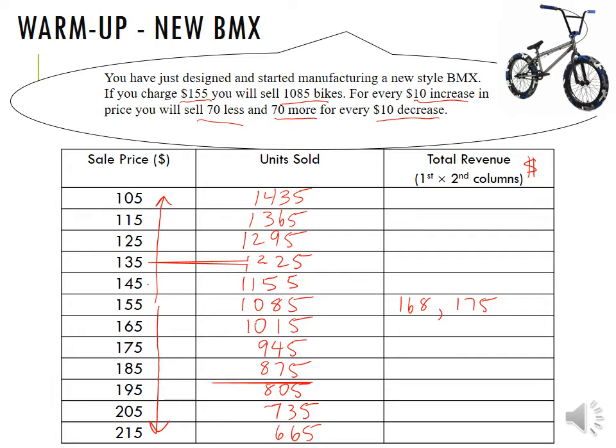So we've now populated the entire units sold column, and we can now go through the total revenue. And if you would like to follow along with your calculator, you're just multiplying sales price by units sold. You can pause it, fill out that entire total revenue column, and see if you get the same numbers as I do. If not, it's just simple calculator work. You're just multiplying those two columns. So we're going to fill these out together.